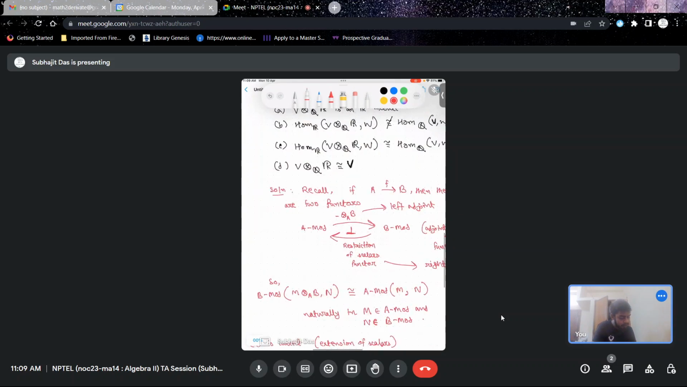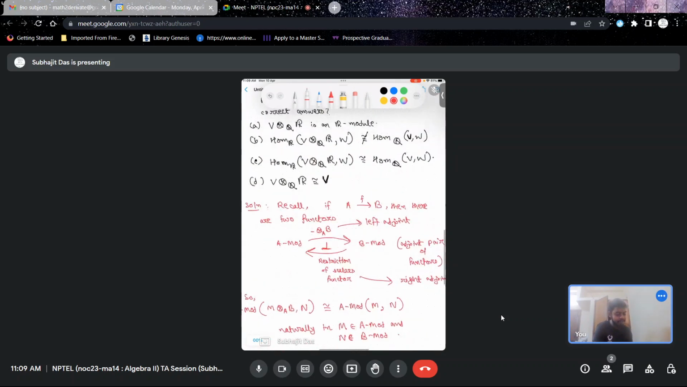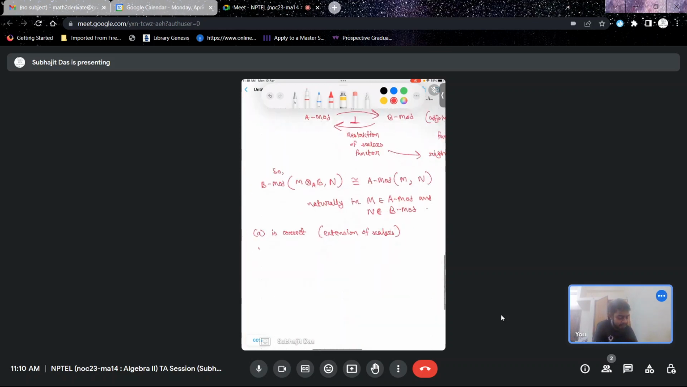What about B? B is incorrect, as C will be correct, right? We know that the extension of scalars functor and the restriction of scalars functor form an adjoint pair of functors, and therefore C will certainly be correct. In fact, not only is C correct, something more is true. You know that these bijections are natural in the object V belonging to Q mod and the object W belonging to R mod. So these are natural bijections. So C is clearly correct.